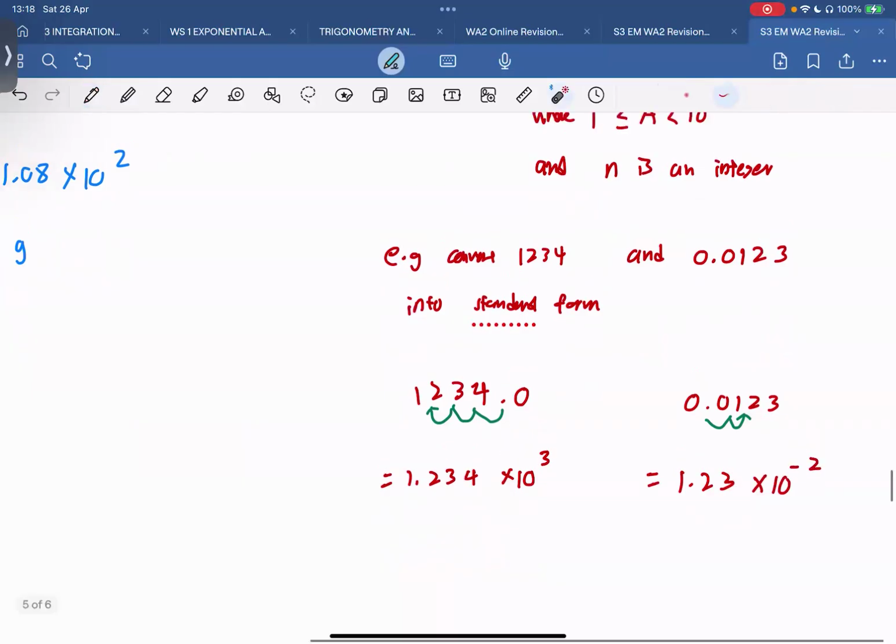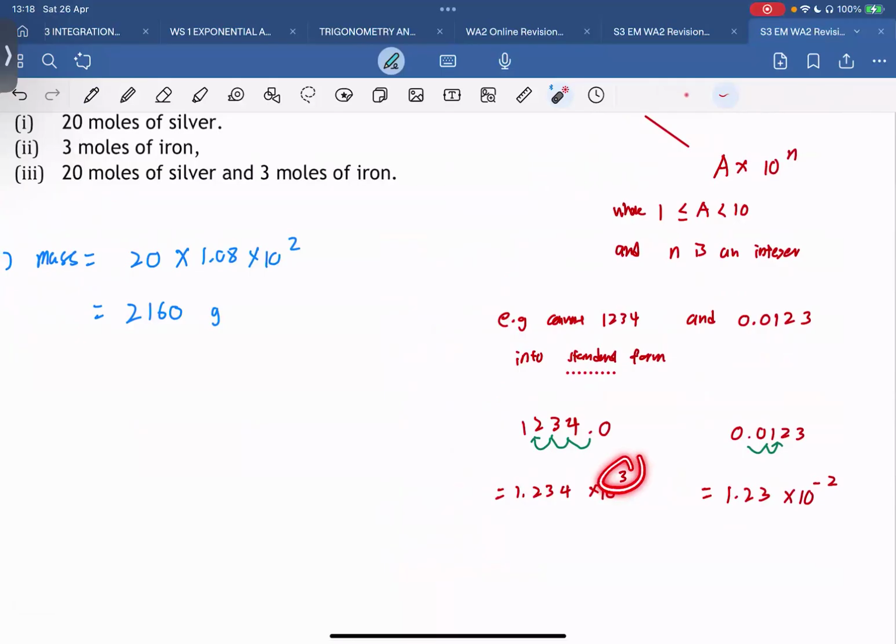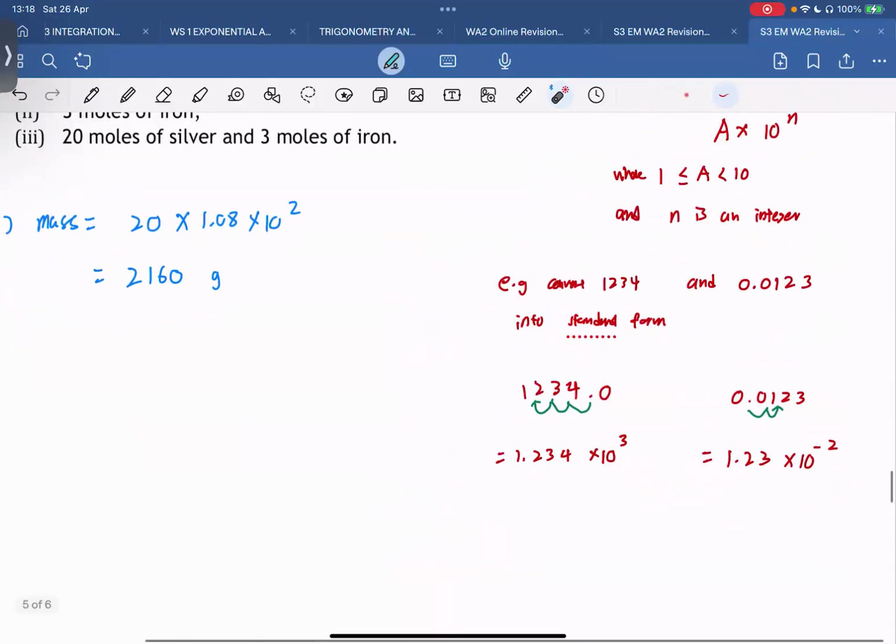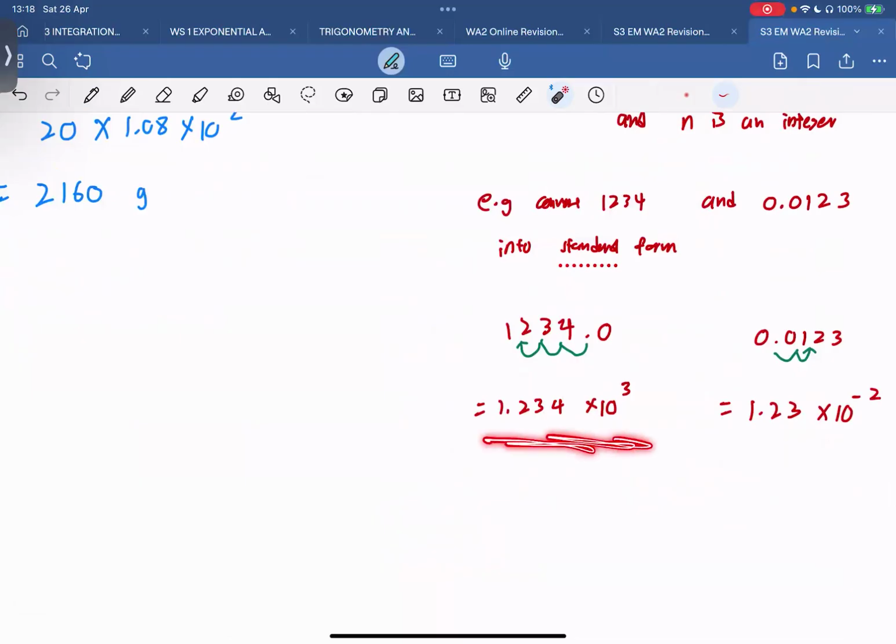Okay, so you see the pattern. Shift left means positive power. Shift right means negative power. Okay, and you can even use your calculator to confirm this value, right? If you type this into your calculator, you should get back 1234.